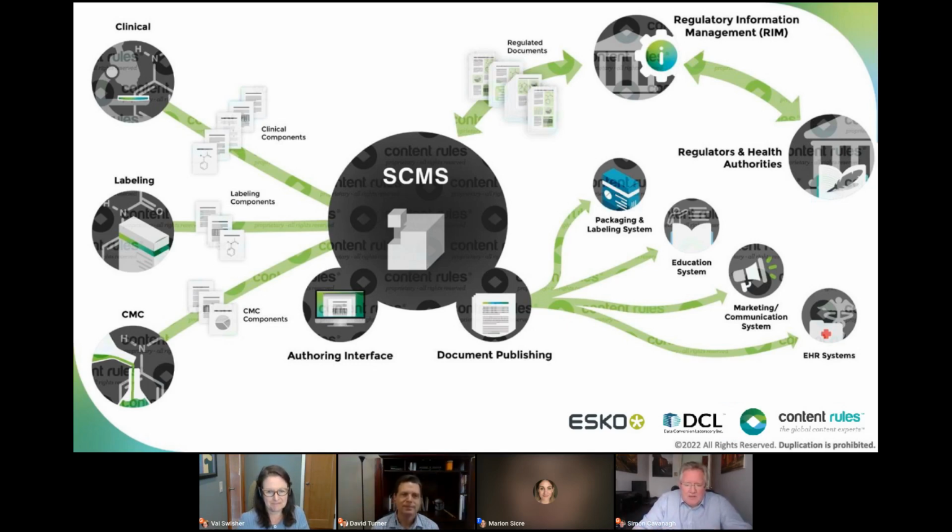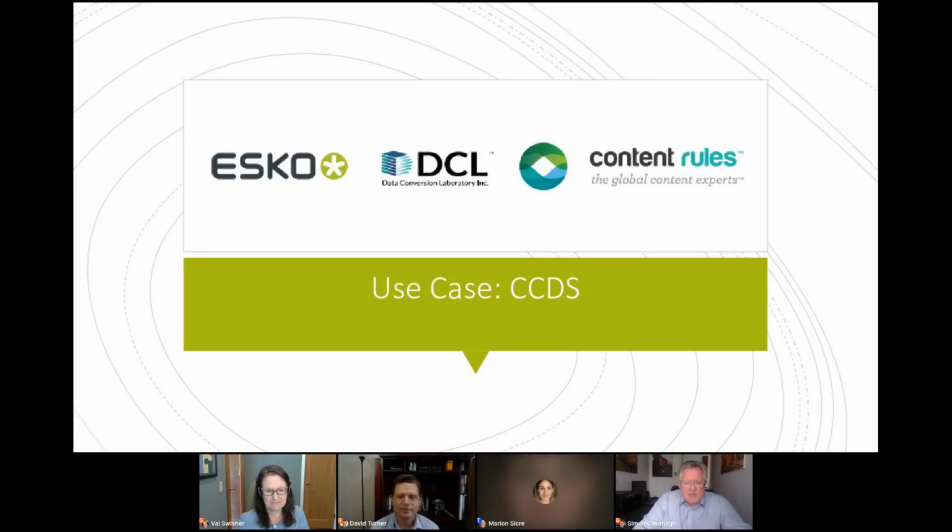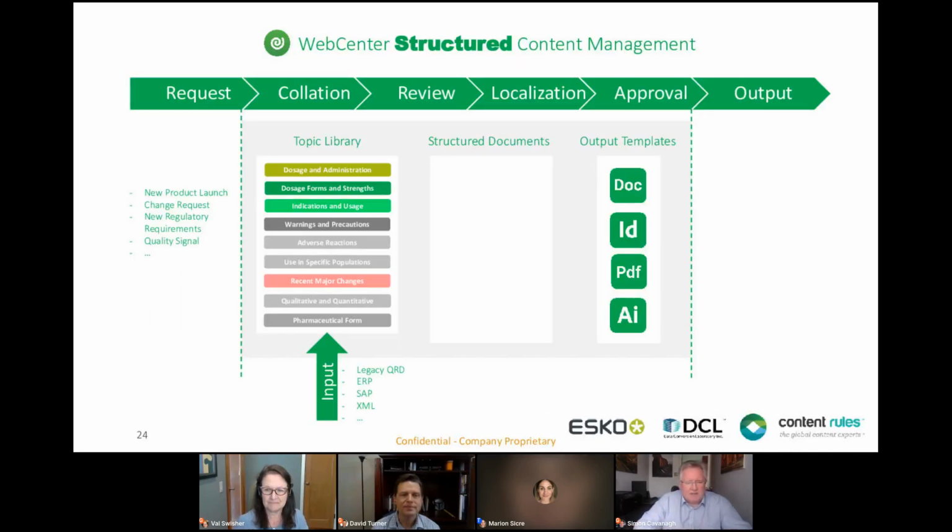Drilling down a little from that into the use case, we're going to think about the company called Datasheet and what we can do with that, looking at the system. We're not specifically going to look at the system, but rather the use case for it, and then three tips on selecting a good system. We're looking at Web Center Structured Content Management, which is the system. This is a very simple flow where we've got a request. We're going to collate all the content required for that request, review it, localize it, approve it, and output.